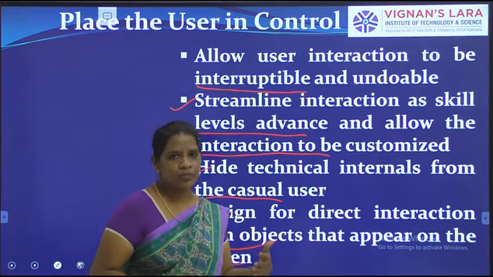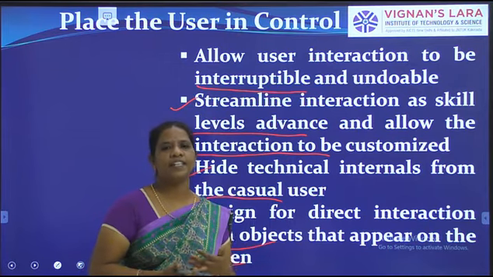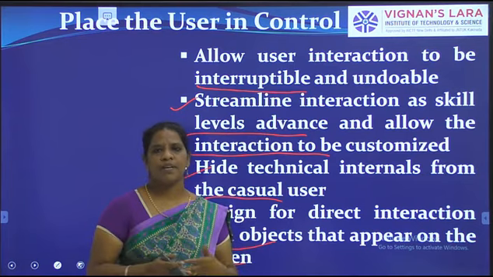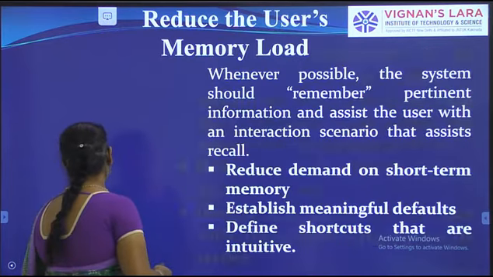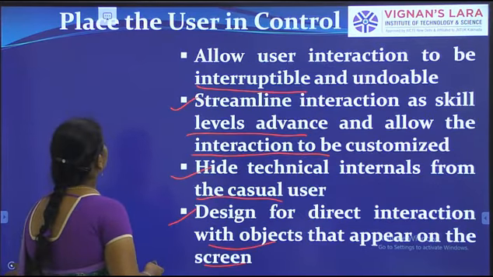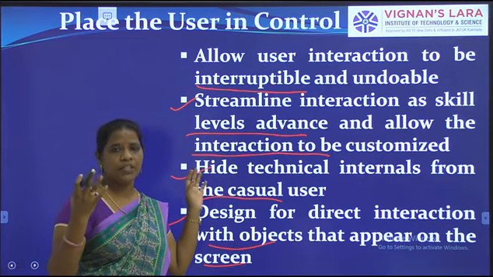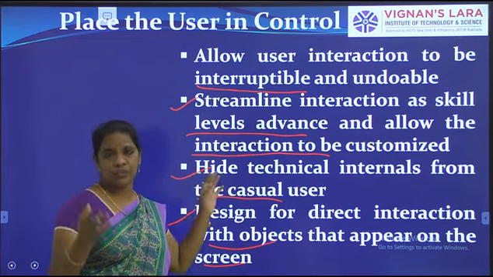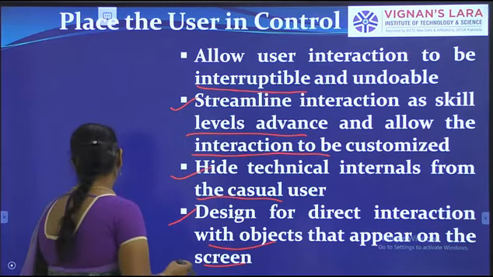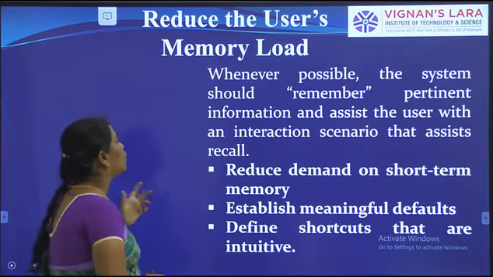On the home screen of your laptop, whatever objects, that means whatever graphical icons are there, we can interact with them directly, by using the mouse pointer, or by using touch, or by using voice commands, whatever it is. Okay. So this is the place user in control. So we have set the three golden rules. The first one is the user in control. So these are the things. And next coming to reduce the user's memory load. So what is it?